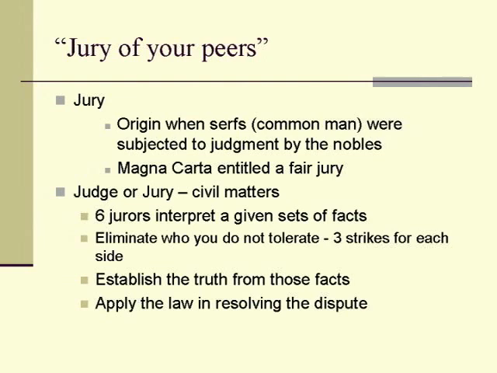And we are all entitled to a jury of our peers, and the Magna Carta entitled a fair trial and a fair jury, and it sort of originated with that the common man were frequently set up for judgment by the nobles, and of course one can just imagine what the outcome of that always was. So we are entitled to a jury of our peers, and for civil matters, there's a judge and a jury, and there are 6 juries who are given a set of facts, and each side at the time is allowed to eliminate 3 individuals, people that each side feels they cannot tolerate.